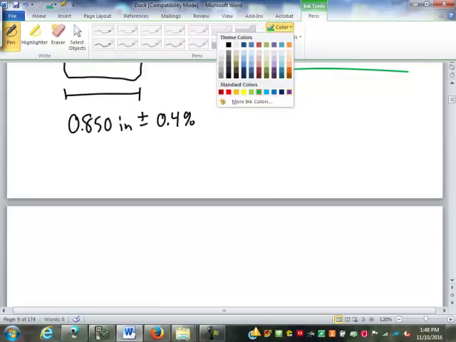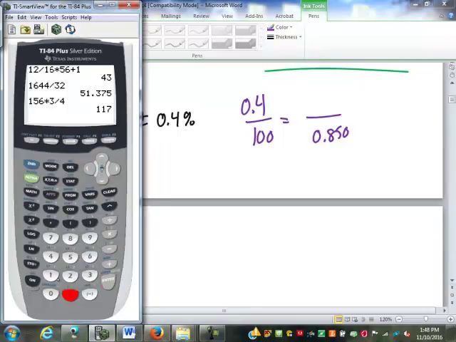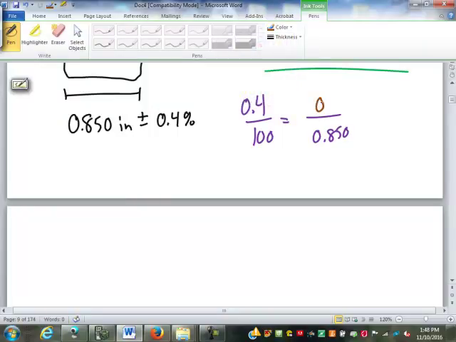So anyway, here we can calculate the allowance. It's 0.4%, so it's 0.4 over 100. And how much is that out of 0.850? So 0.4 times 0.850 divided by 100. So 0.0034. So what this is really saying is plus or minus 0.0034 inches. Usually about 0.5% to 1% is what your allowance would be if it's done like this.